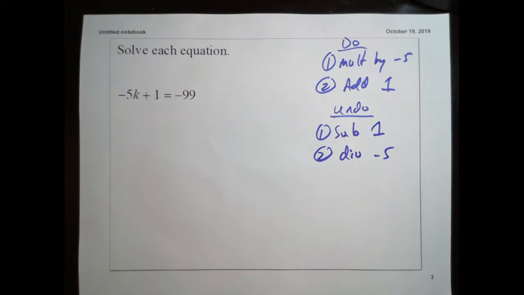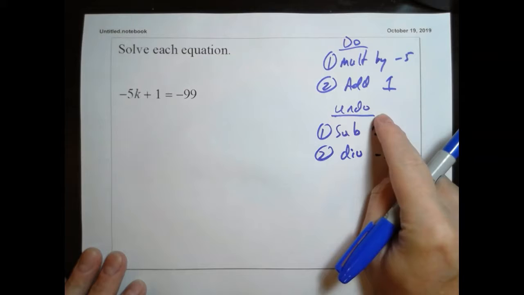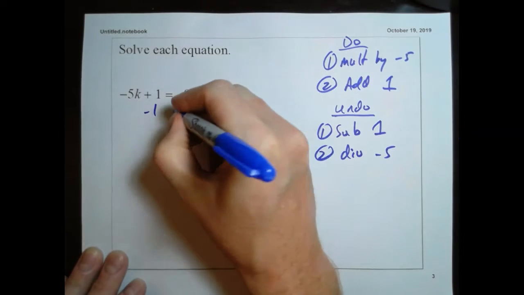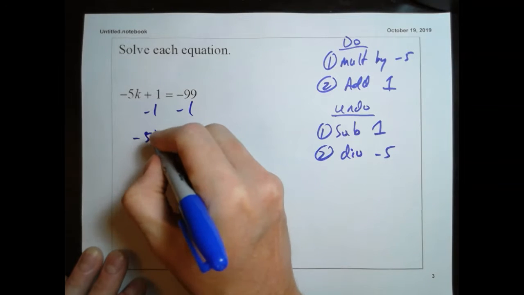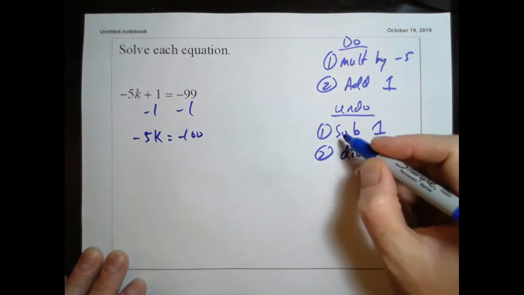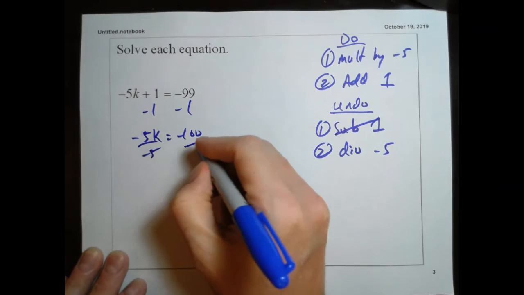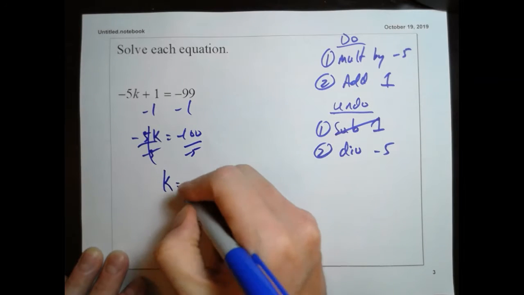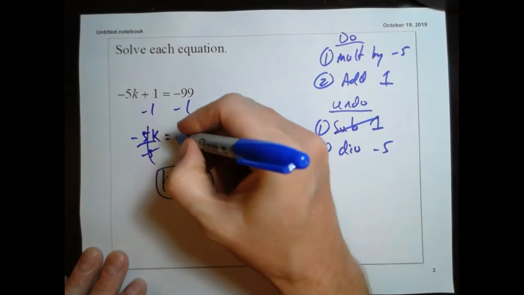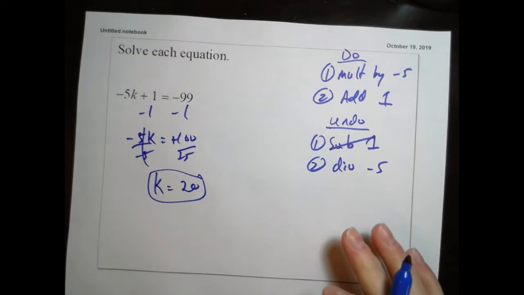And that's our process. I want to undo this addition of 1 first because it would have been the last thing I'd have done if I had a number in for k. So I'll subtract 1. Negative 100. And then I've done that. Now I've got to divide by negative 5. K is equal to positive 20 because the two negatives are going to cancel. Okay. Same thing for this one here.